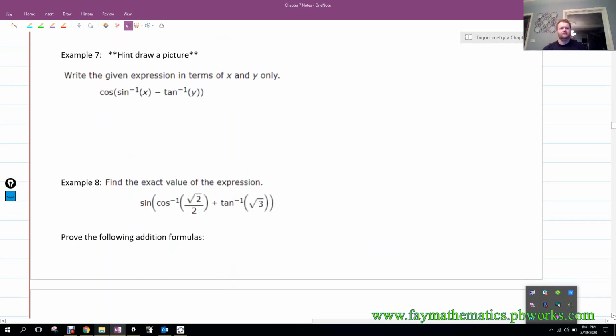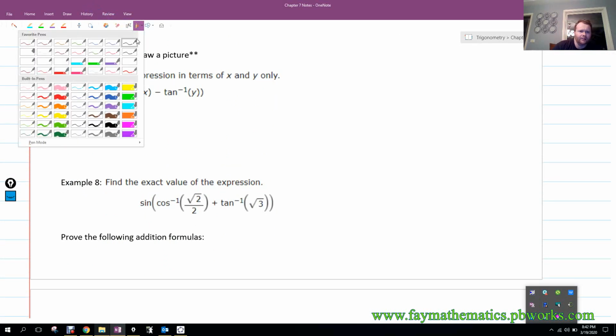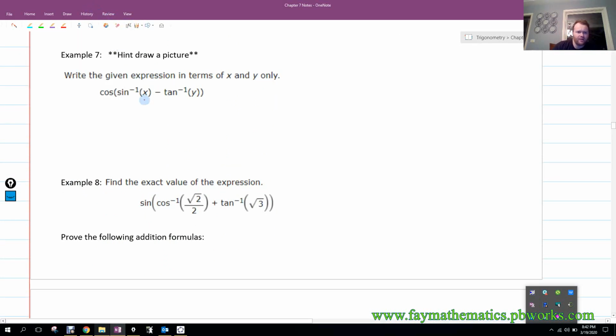These are a little bit more difficult. They're more arbitrary because they don't have exact values in here. When we use our inverse information, guys, remember that y is a ratio.